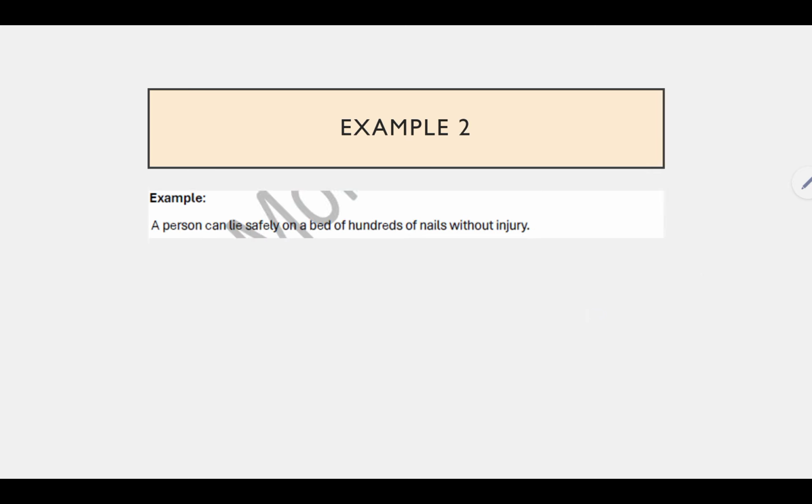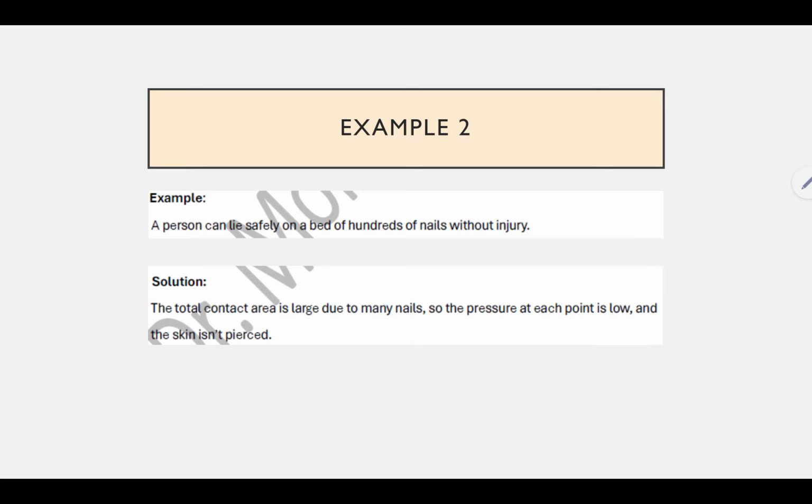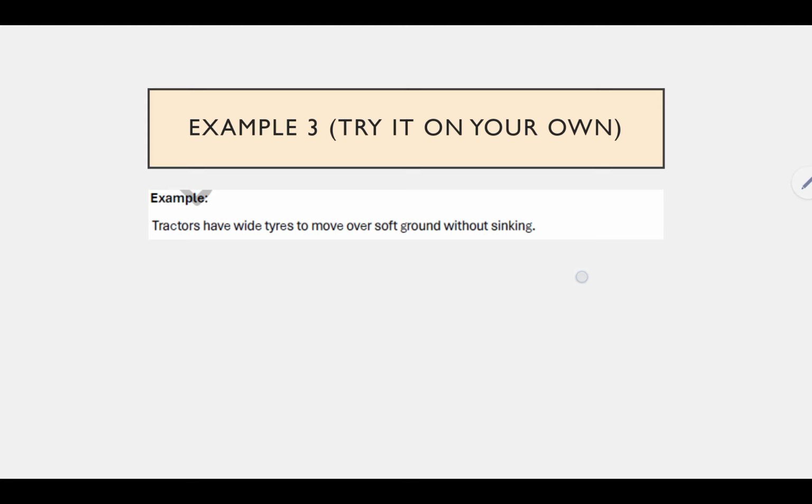Pause the video, try this example, and unpause when you're done. A person can lie safely on a bed of hundreds of nails without injury because the hundreds of nails provide a large or a small surface area? A large surface area. So the total contact area is large due to many nails, so pressure at each point is low and the skin isn't pierced.